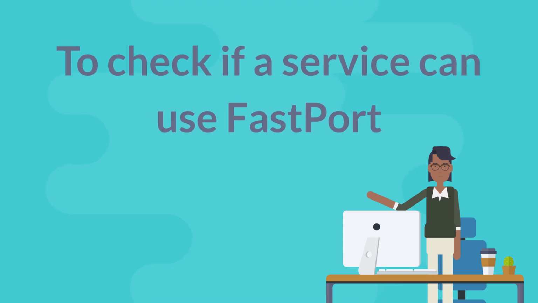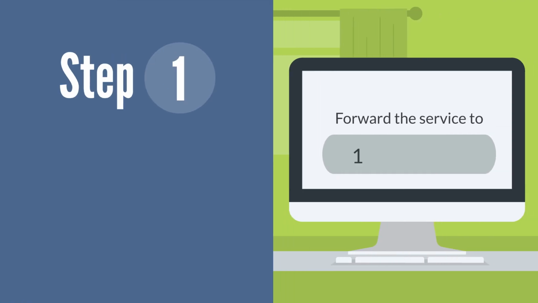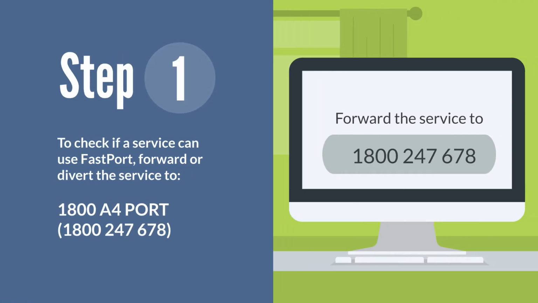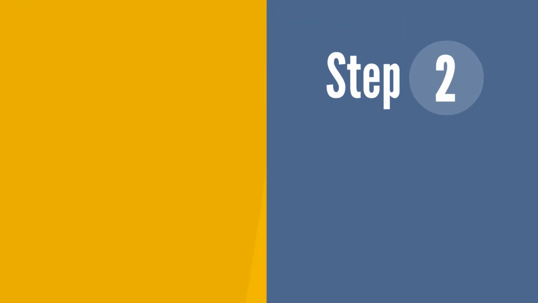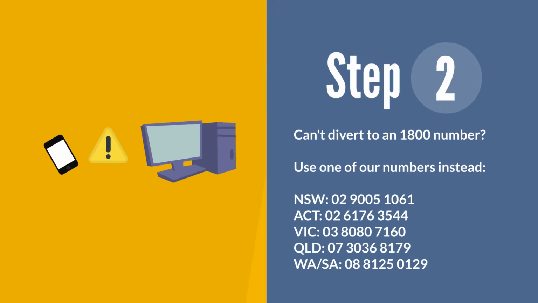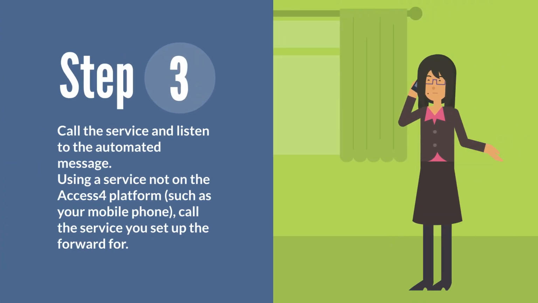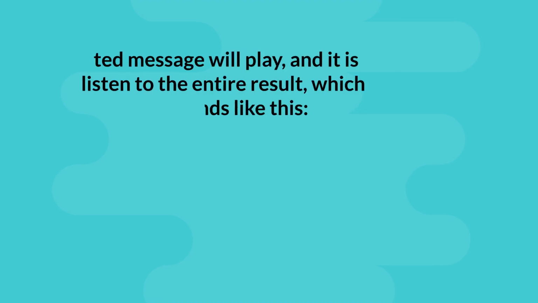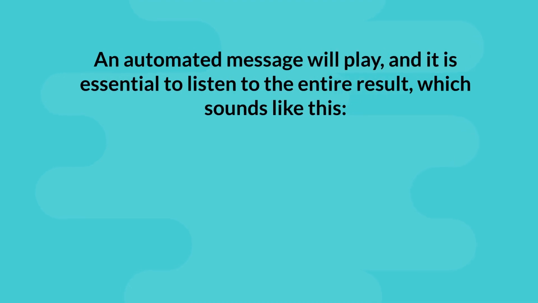To check if a service can use FastPort, forward or divert the service to 1800A4 port, 1800-247-678. If the losing carrier refuses or cannot divert to an 1800 number, you can use one of our geographically located numbers instead. Call the service and listen to the automated message. Using a service not on the Access4 platform, such as your mobile phone, call the service you set up the forward for. An automated message will play, and it is essential to listen to the entire result, which sounds like this.